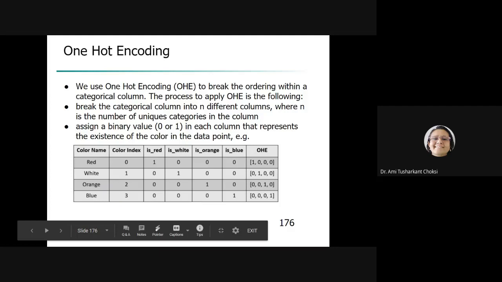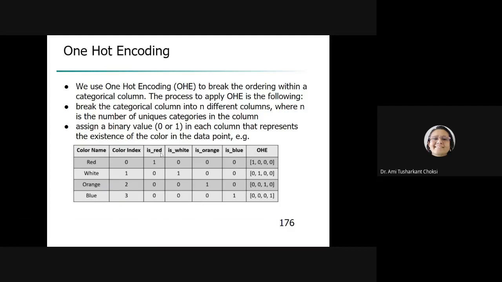Now for is_red, this color is red, right? So here, is it red? Of course it is. So we'll be giving 1 here. Is it white? No. So that is 0. Is_orange? Is it? No. So 0. Is_blue? Is it? No. So it is 0. So one hot encoding says that red is represented as one array or one list where it is having 1, 0, 0, 0, right?